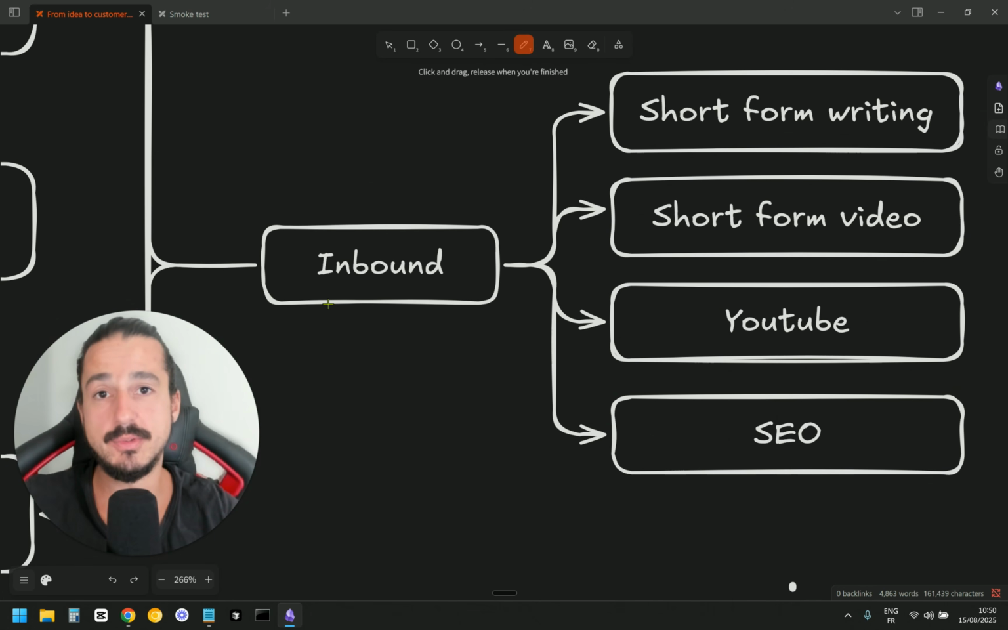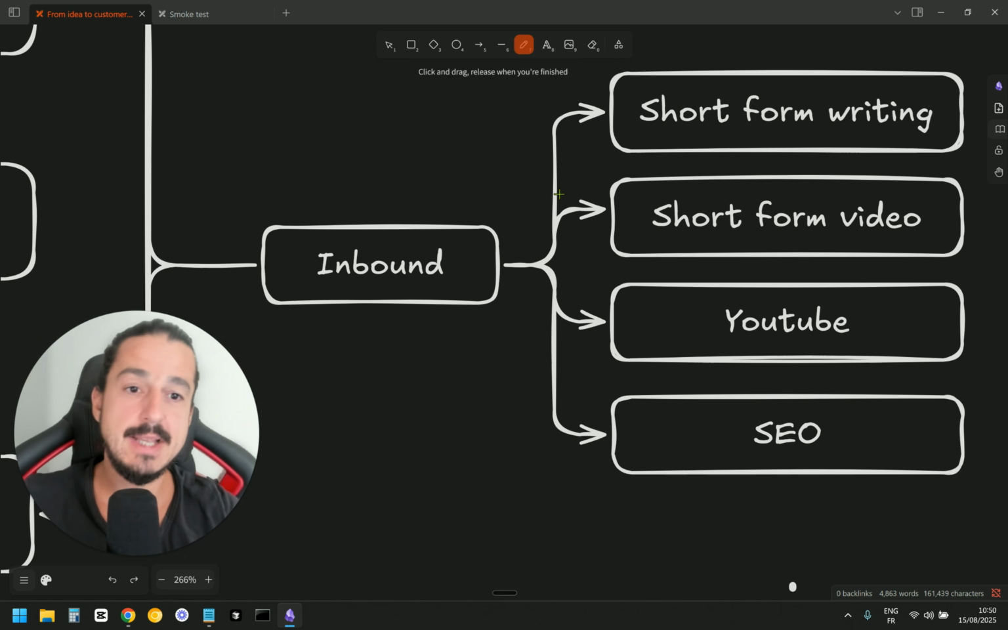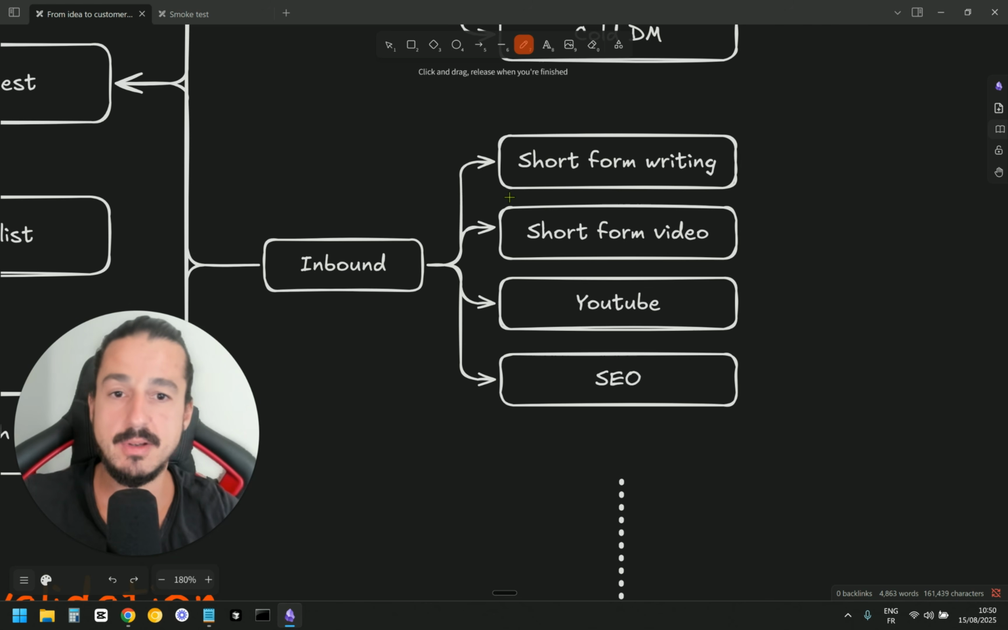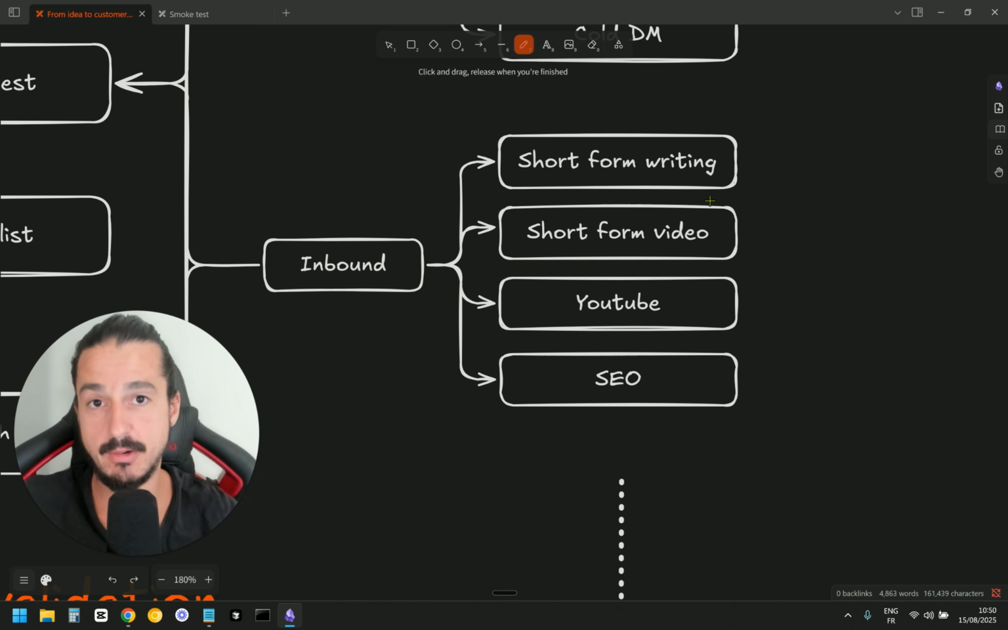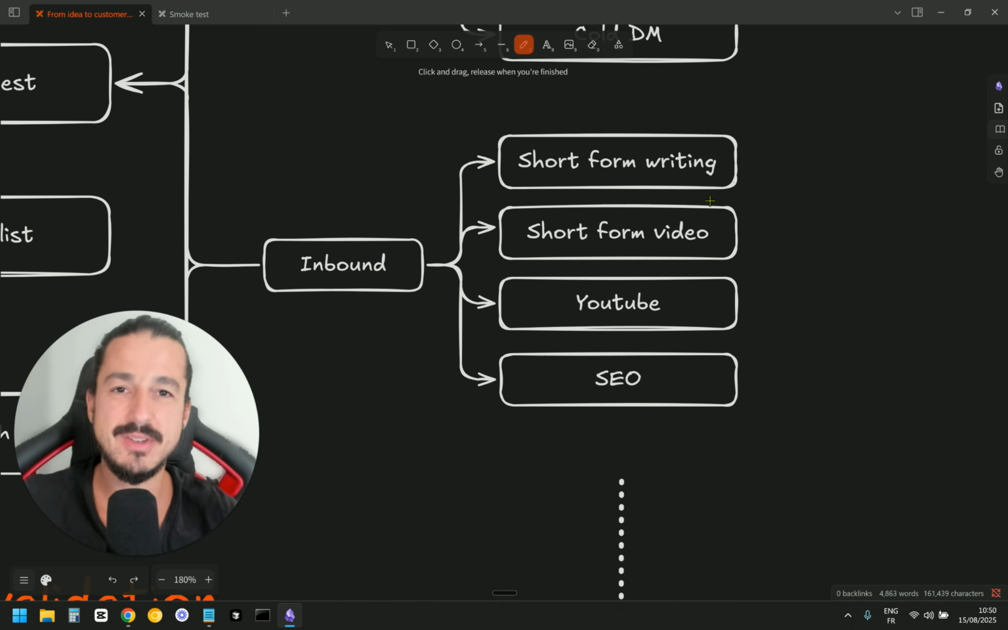But then you have inbound. So basically, the idea is that you reverse it. You are not reaching out to people. You are putting yourself out there, and then people reach out to you. The main ways nowadays to do it are short form writing. Think of LinkedIn, Twitter, even Instagram could be considered as short form writing, although there isn't only writing involved. Short form videos are probably the best organic way to attract traffic.